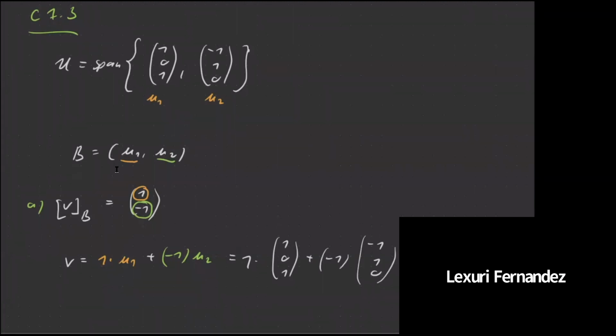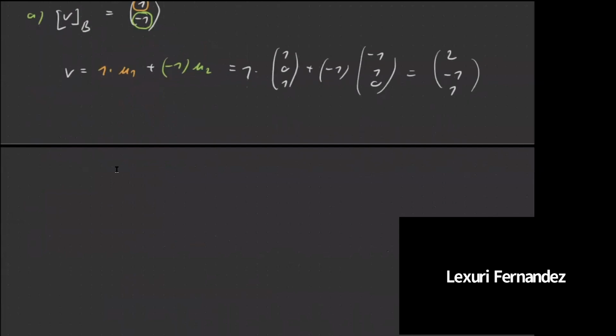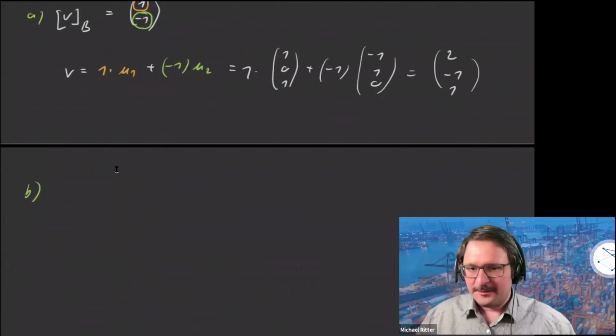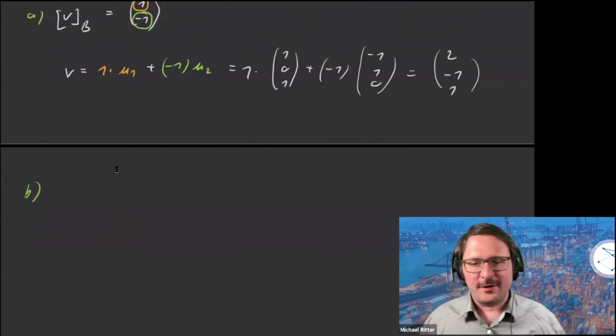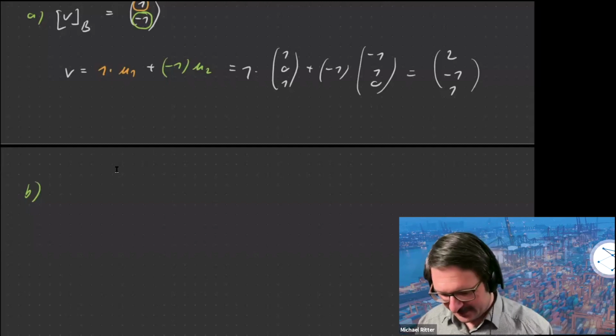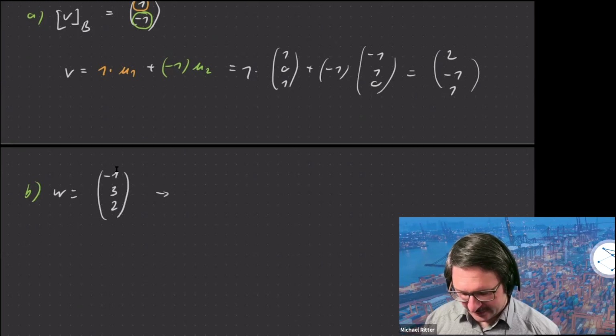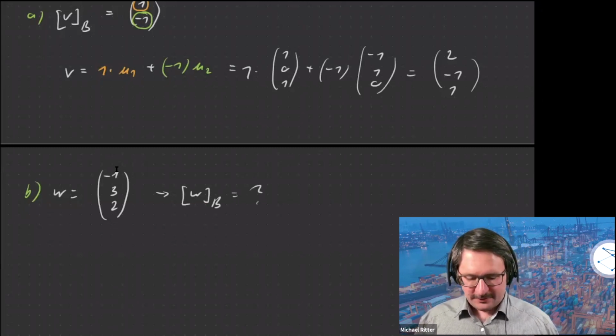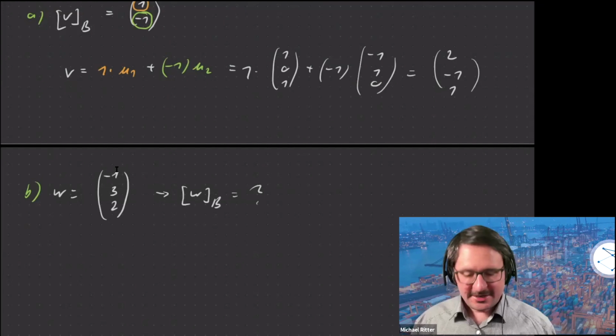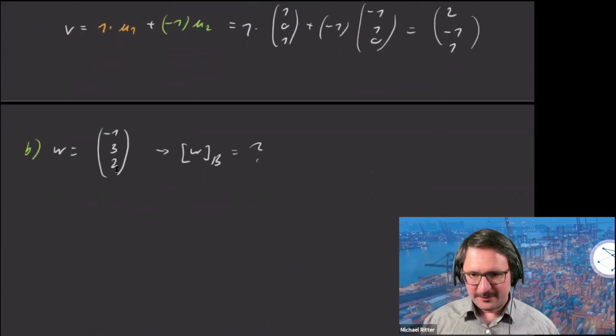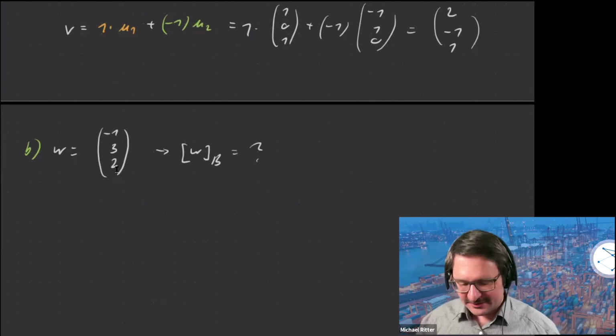No, for the time being, there isn't anything. Good, so let's move on to part B. The other way around, now we have a vector in R3, and we are asked for the coordinates of that vector with respect to B. In this case, the vector W is -1, 3, 2, and we are requested to determine its B coordinates. Basically, we just have to reverse what we just did. We have to find a linear combination that does the right thing here.